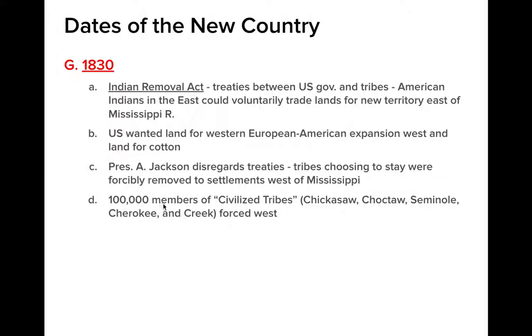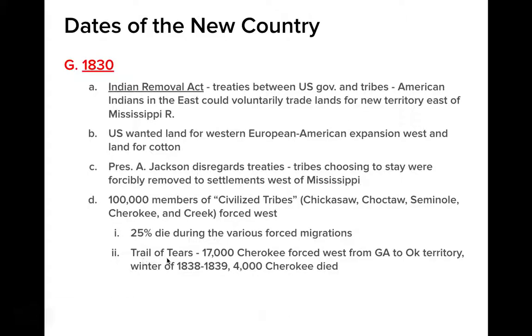As a result, 100,000 members of the civilized tribes, as they were nicknamed, mainly because they adapted some white ways, were affected. The word civilized basically means tribes that took on, because of pressure, white ways of living: the Chickasaw, the Choctaw, the Seminole, the Cherokee, and the Creek. They were all forced west. Of the 100,000 of them, 25% died during the various forced migrations.